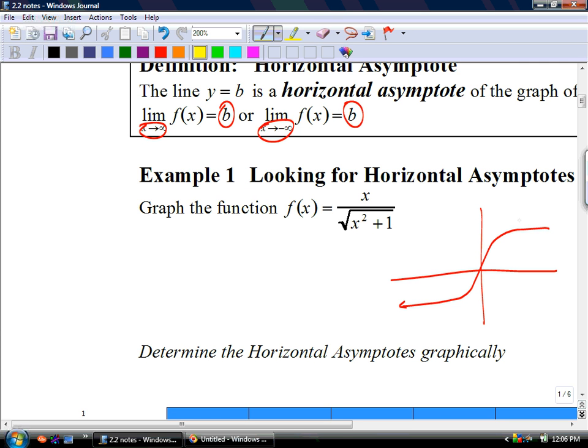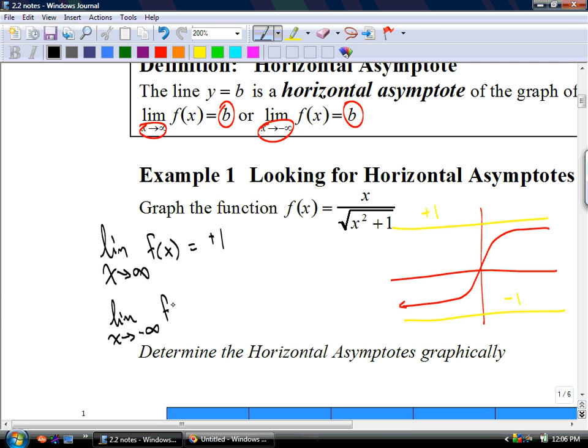And we recognized that the highest the graph got was positive 1, and the lowest the graph got was negative 1. So we made a limit statement. As x got really big, y got really close to positive 1, and as x got really small and negative, y got really close to negative 1.